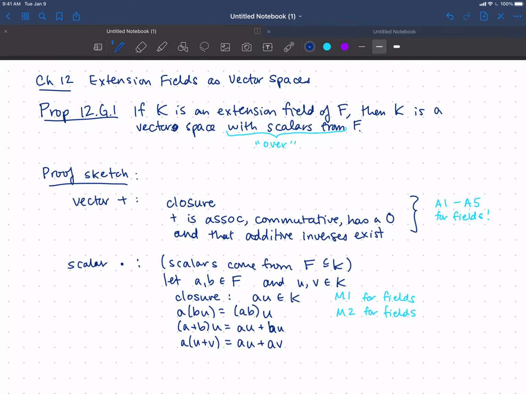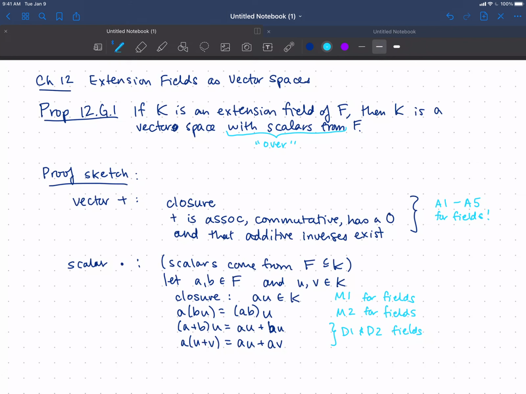Sorry, up above that's a B. And these two properties are also field properties. They're D1 and D2 for fields. I always forget which one is on the right and which one is on the left. But it turns out since A, B, U, and V are all elements of K, and A and B happen to be in F, I know I've got distributivity on both sides in K.